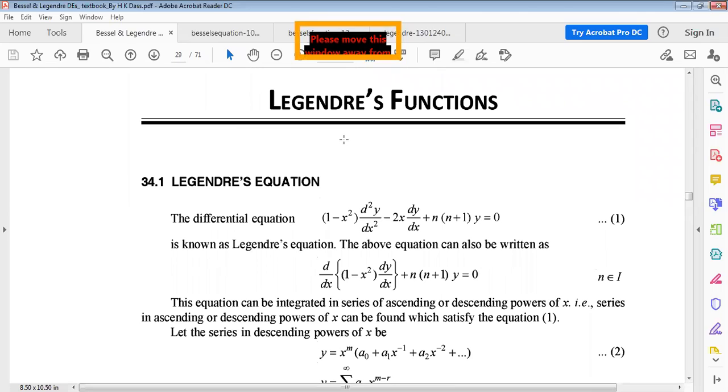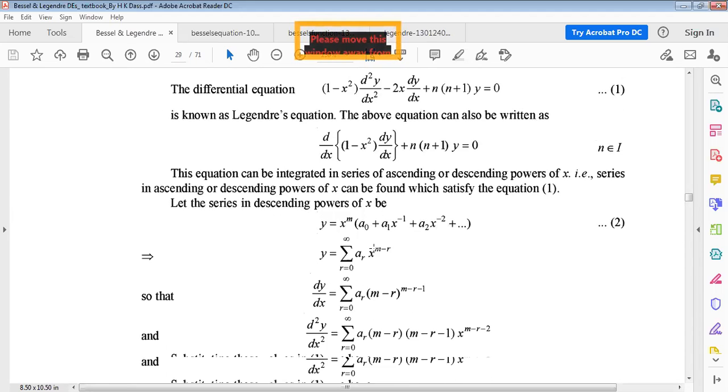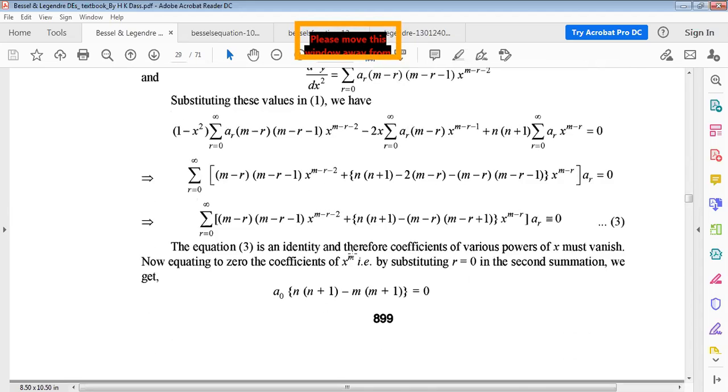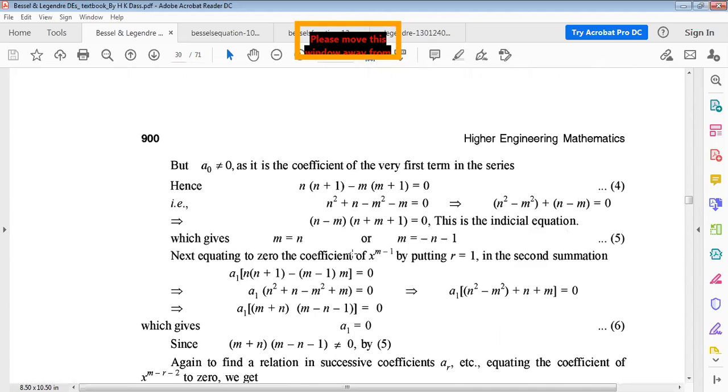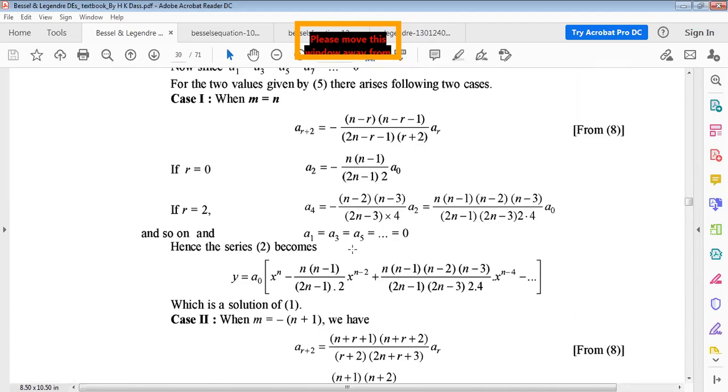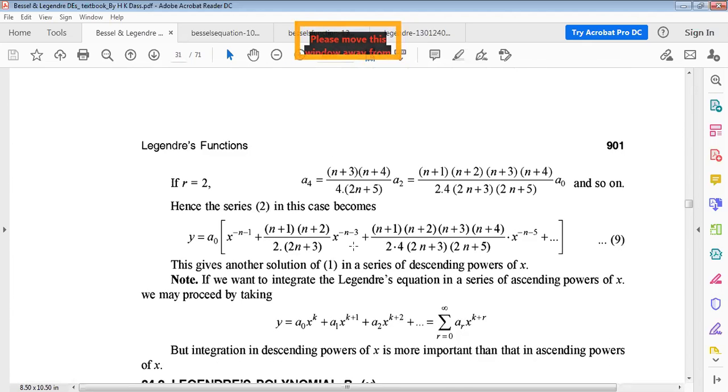Another function is the Legendre function. This is the Legendre differential equation of the form (1 minus x squared) d square y by dx square minus twice x dy by dx plus n into n plus 1 into y equals 0. It is a second order differential equation, known as the Legendre equation. The above equation can also be written by the UV method, differentiation of UV, you get this. Using a similar process, we can solve this by the power series method. This will be homework for you. I hope everybody can do this, by solving the Bessel differential equation.